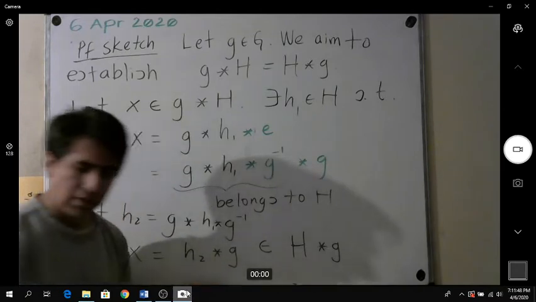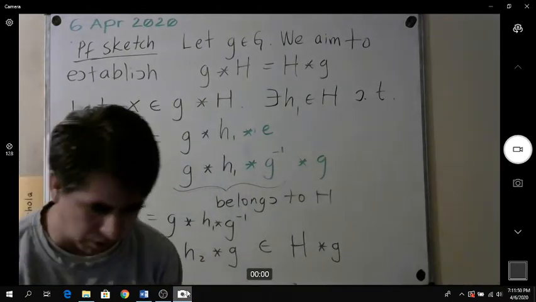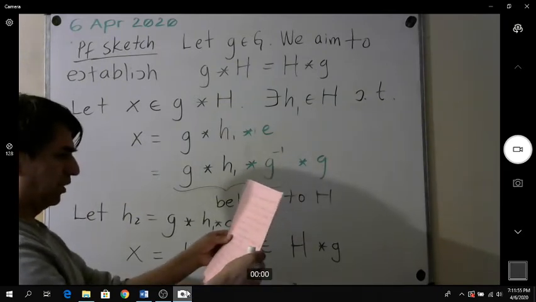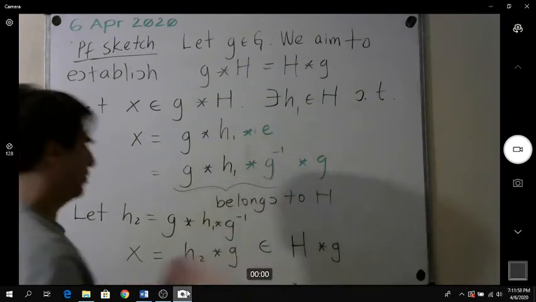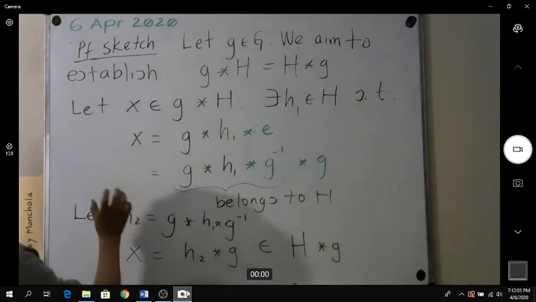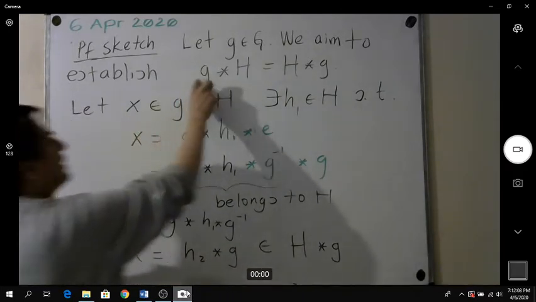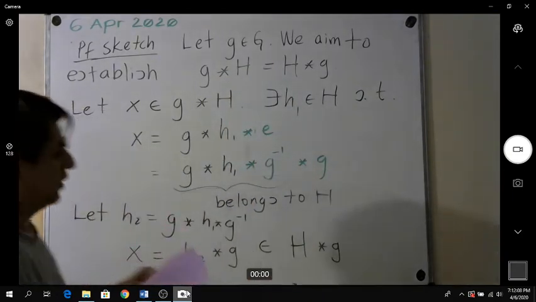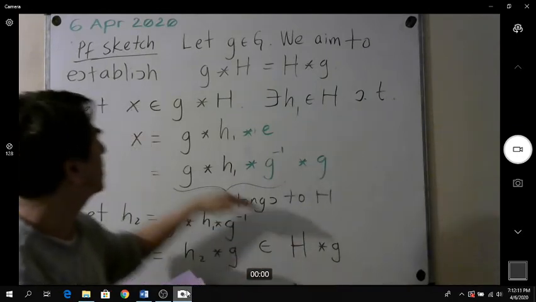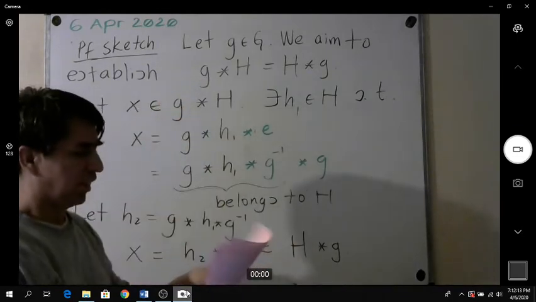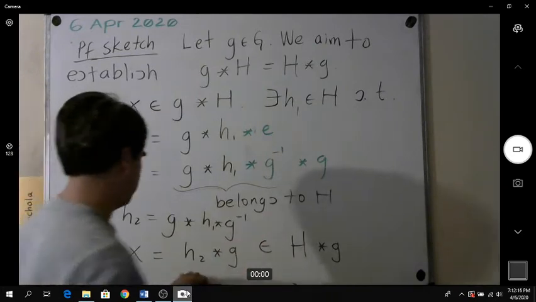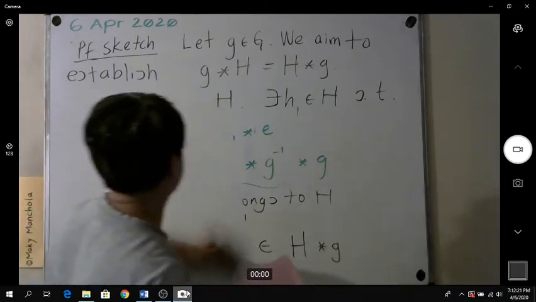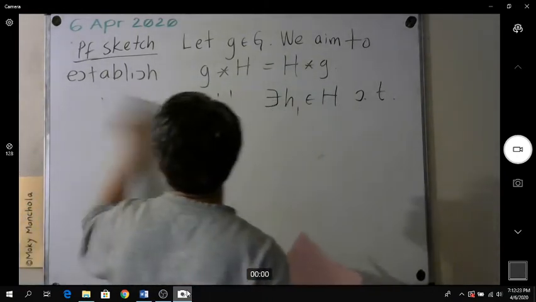Okay, so this is halfway. We're halfway done. The other half will be done quite similarly. So consequently, g star H is a subset of H star g. Similarly, you can establish that H star g is a subset of g star H, and at that point you will be complete with the proof. So let's write that final goal and move on to another item.